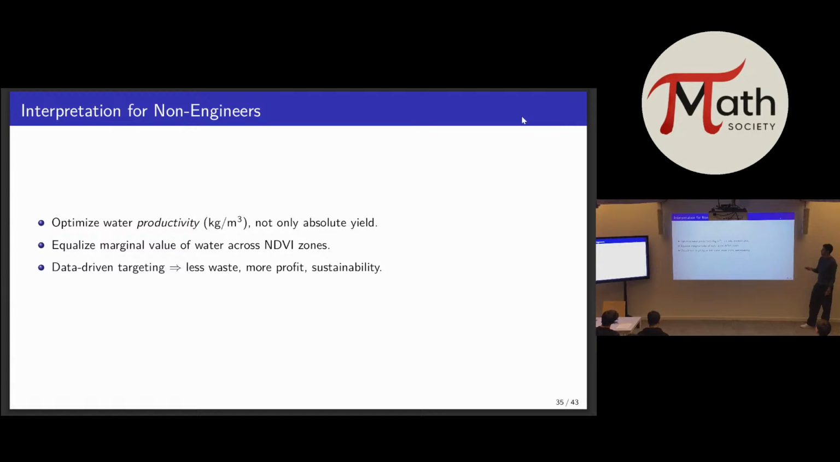So this is just an interpretation for non-engineers. This is what the agronomers should know: how to optimize water productivity, not only absolute yield, equalize the marginal value of water across NDVI zones, data-driven targeting, less waste, more profit, and sustainability.